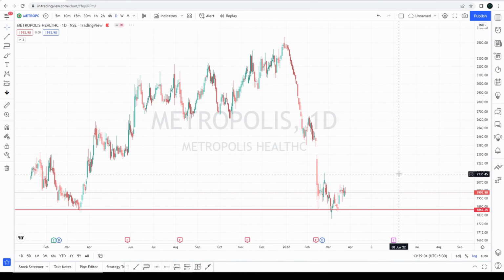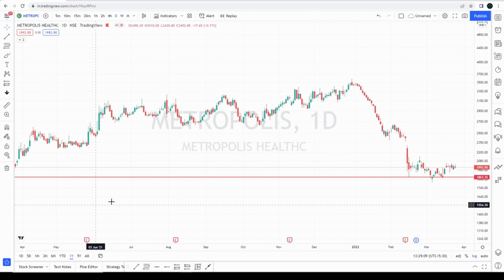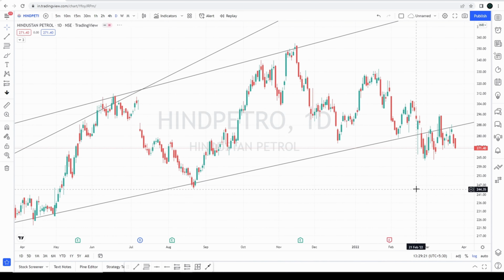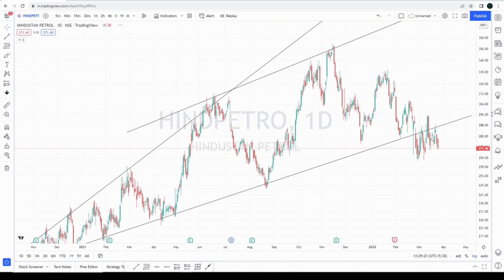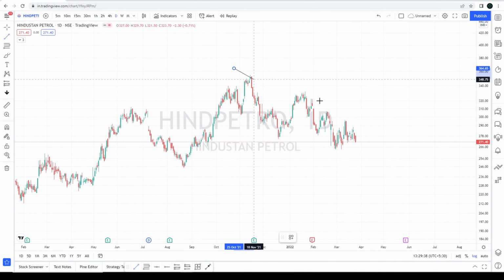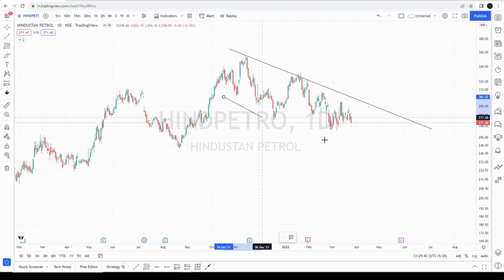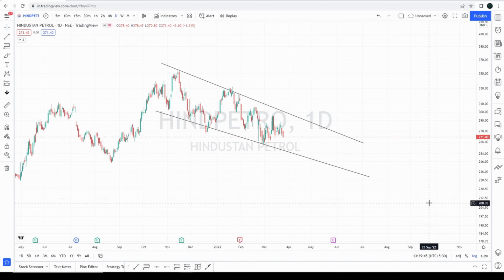And next what we have is Metropolis. Actually the 52-week low. You can keep this stock on your radar also. This also works. If you see any bullish engulfing or any good volume, you can keep this stock on your radar. And again Hindustan Petroleum. Oh my god. Okay, let me delete this one. I have here, let me draw this rejection and this. So as of now we don't have any opportunity.